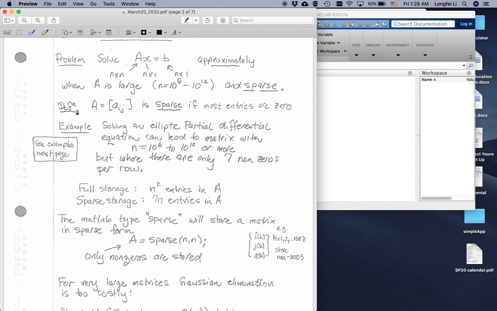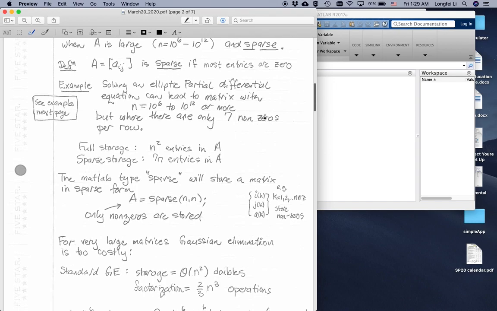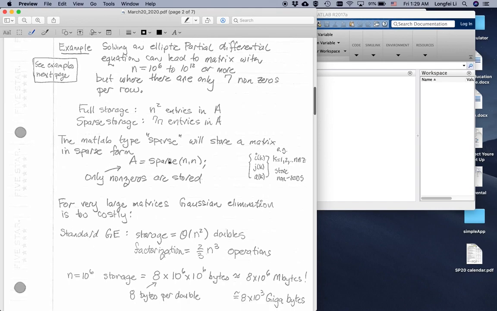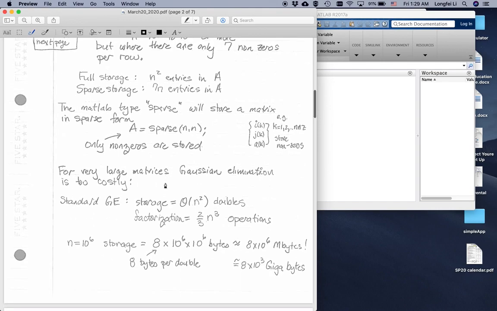Okay, so here's the definition of a sparse matrix. We say a matrix A that has entries Aij is called sparse if most entries are 0. Okay, so we've shown you examples of solving partial differential equations using finite difference methods. You will end up with a sparse matrix, and you will save a lot of storage by using sparse matrices. Okay, so in MATLAB, if you use the type sparse, it will store a matrix in sparse form.